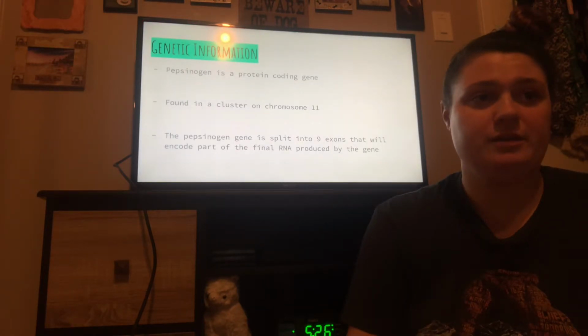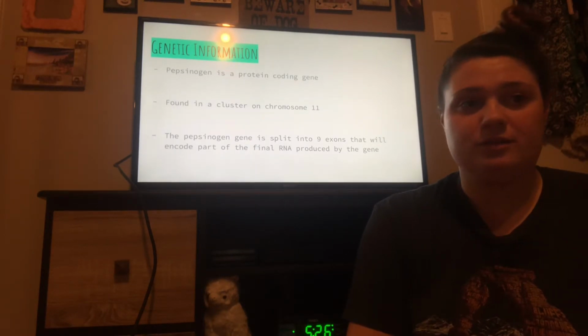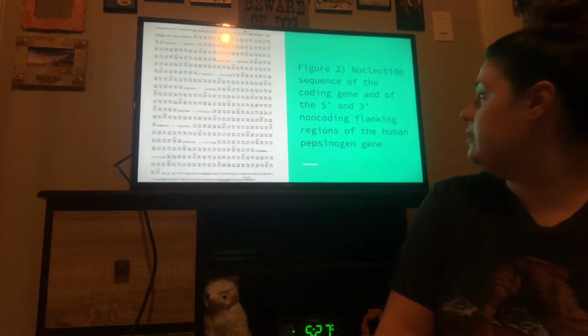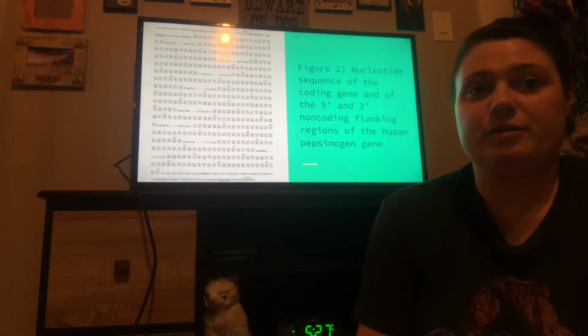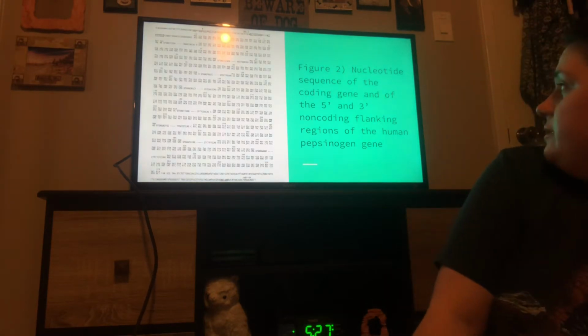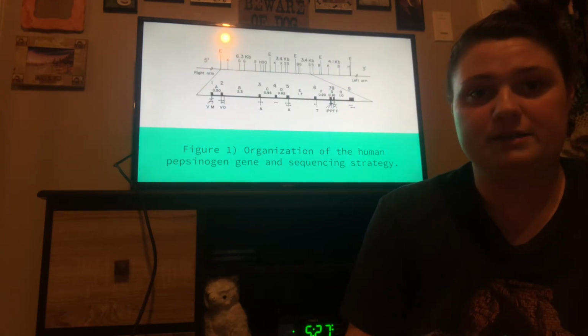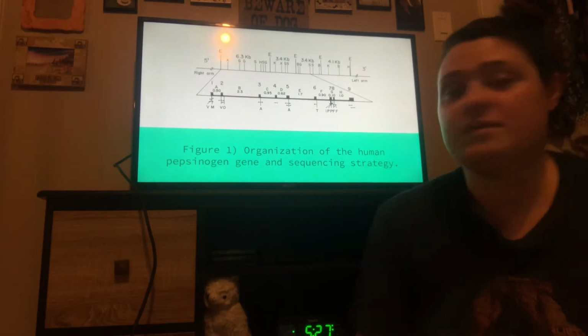For genetic information, pepsinogen is a protein-coding gene that's found in a cluster on chromosome 11. The pepsin gene is split into 9 individual exons, which will eventually encode part of the final RNA product that's produced. This is one of the figures that I used in my presentation. It shows the nucleotide sequence of the coding gene and of the 5' to 3' non-coding flanking regions of the human pepsinogen gene. This is another figure that I used in my paper. It shows the organization of human pepsinogen genes and the sequencing strategy.